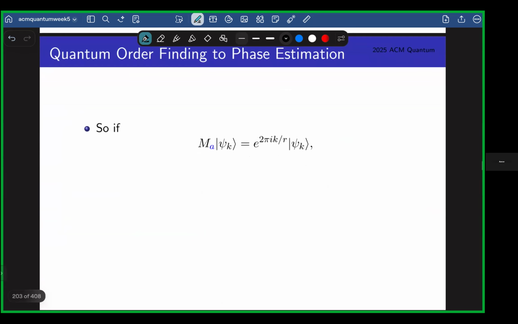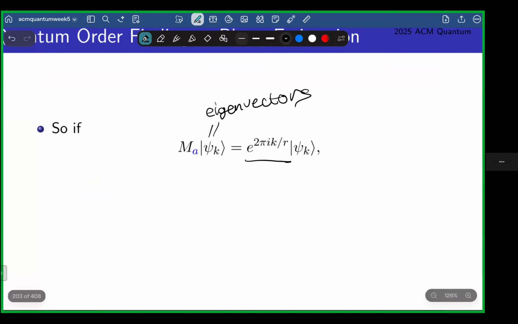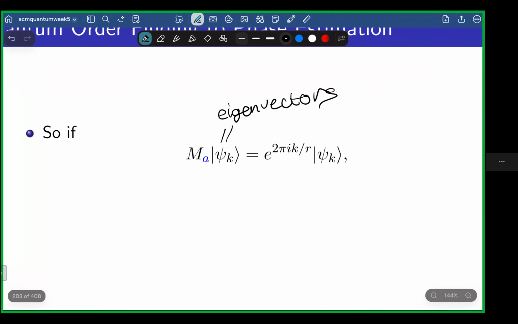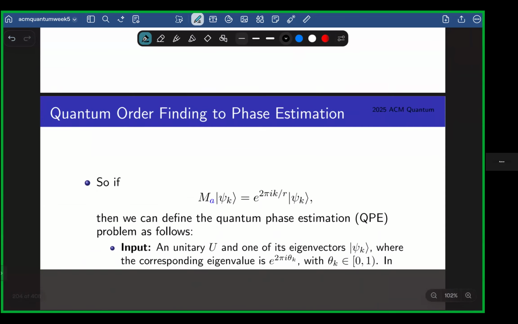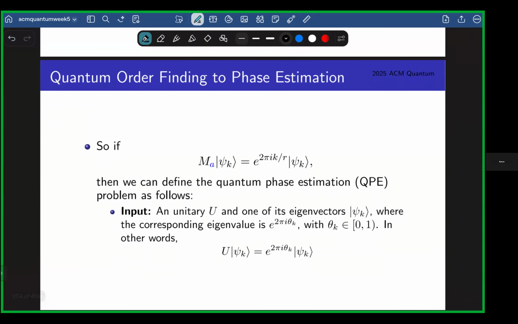Okay, so we're labeling the eigenvectors as psi k. These are the eigenvectors we just found. And what we find is that the constant in front of the eigenvector is called the eigenvalue. What we find is that it's e to the 2 pi i k over r, where r is the order and k is this subscript right here. It just labels the kth eigenvector pretty much. There's r minus 1 eigenvectors. So this is the equation of the eigenvector.